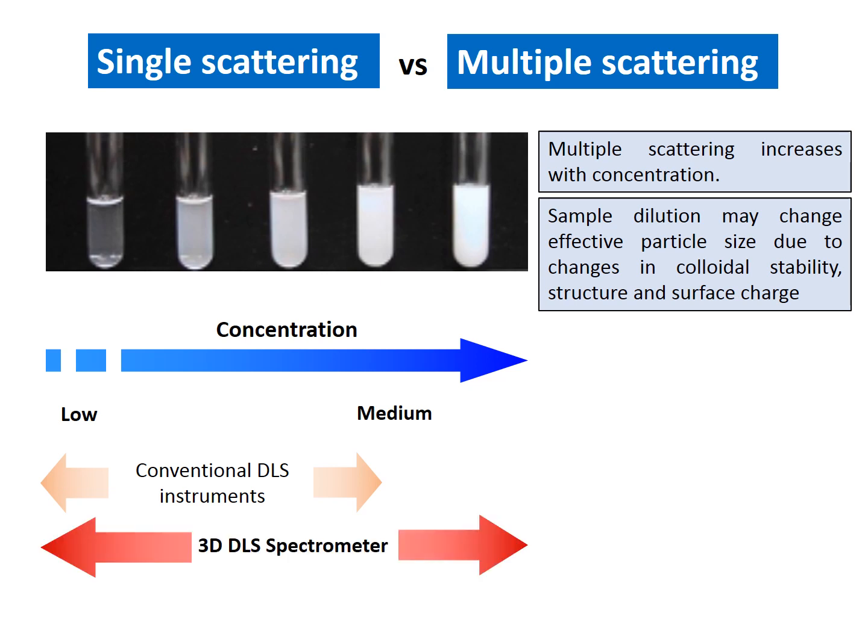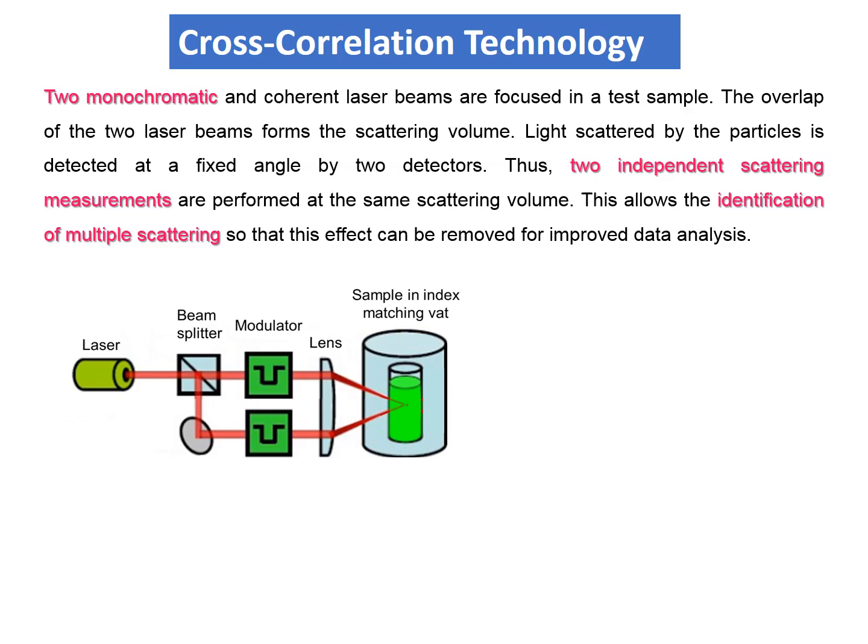The 3D cross-correlation technology enables to expand the concentration range of samples that can be measured. In the cross-correlation technology, two monochromatic and coherent laser beams are focused in a test sample. The overlap of the two laser beams forms the scattering volume.